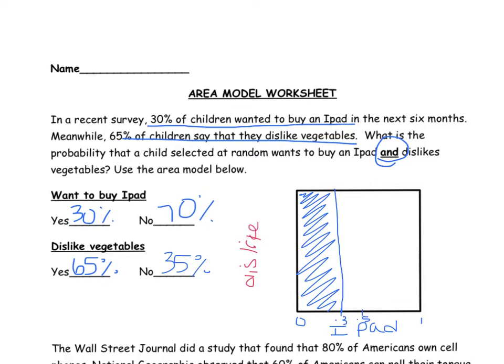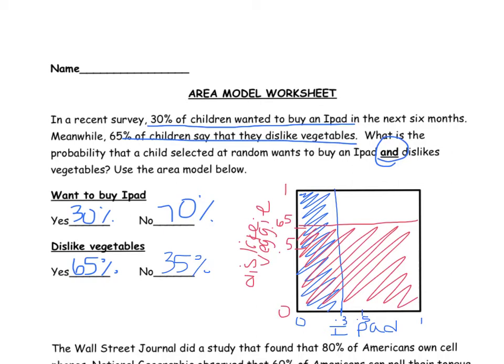Then we can look at disliking vegetables going vertically. Dislike. And again, we're going to go from 0% to 100%. The middle would be 0.5, and we're going to mark where 65% is, or 0.65. Draw a line across, and the part that we shade is the zone that shows 65% of the people, the larger group.